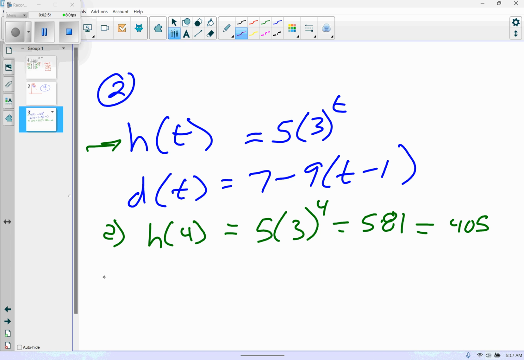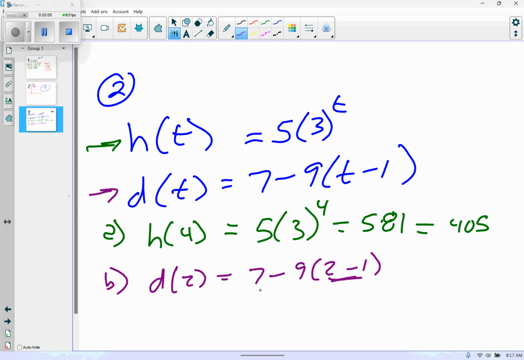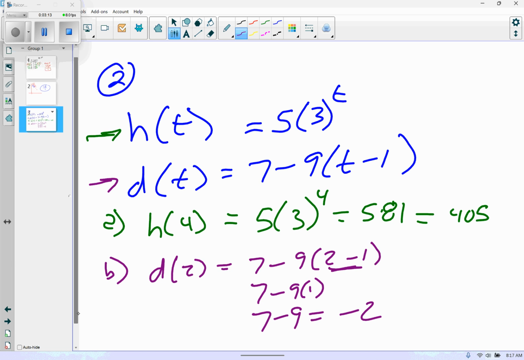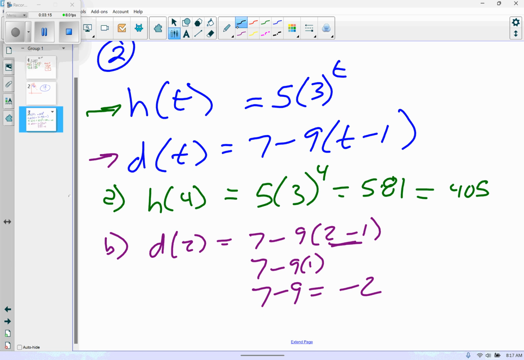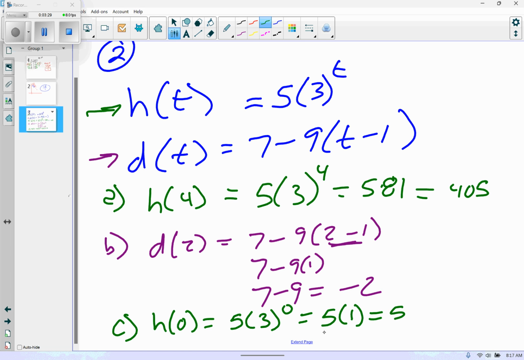For B, we'll do it in purple. They want d at 2. The reason I'm using this bottom equation is, look at the letter, which is going to give me this. So do the math. That's going to be 2 minus 1, which is 1, 9 times 1, which is 9. So 7 minus 9 is -2. Letter C, they want us to go back and use the h equation, so the green one. So 5 times 3 raised to the 0. 3 to the 0 is 1, so I get 5.